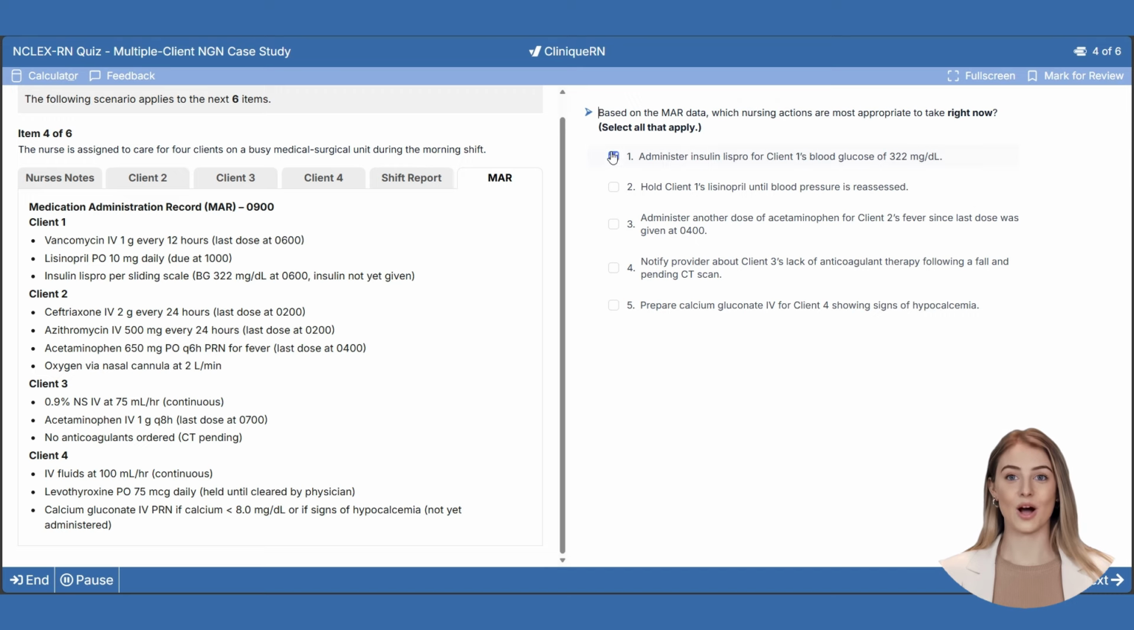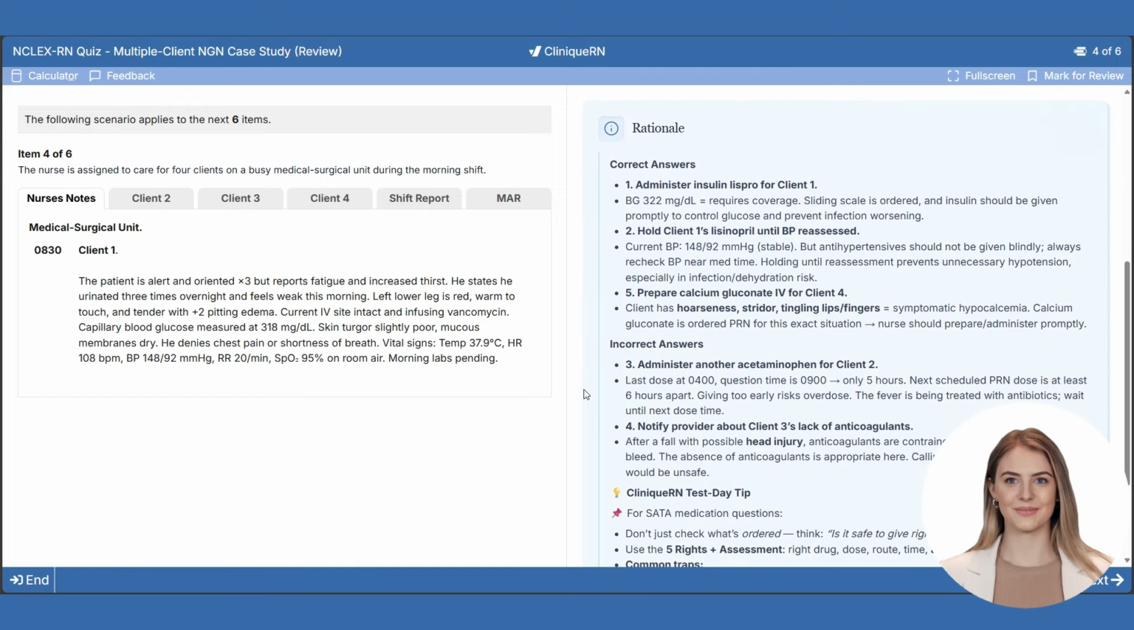The correct answers are 1, 2, and 5. Let's have a look at the rationale. Correct answers. First, administer insulin Lispro for client 1. Blood glucose 322 milligrams per deciliter means it requires coverage. Sliding scale is ordered, and insulin should be given promptly to control glucose and prevent worsening.